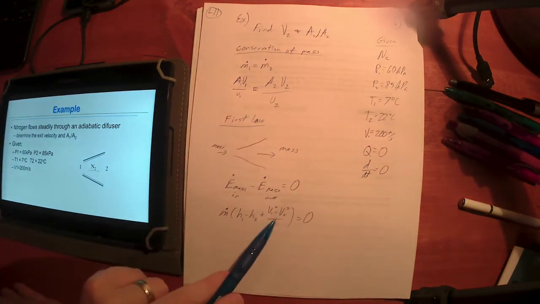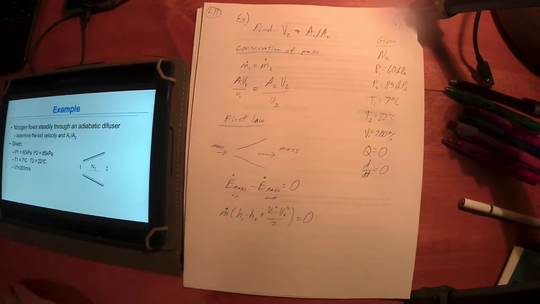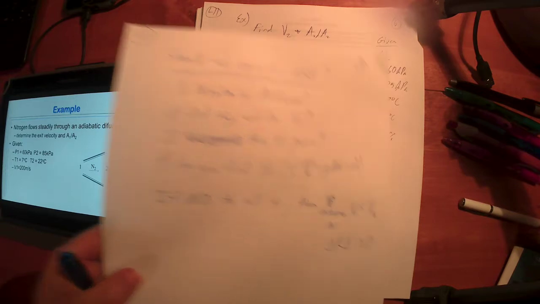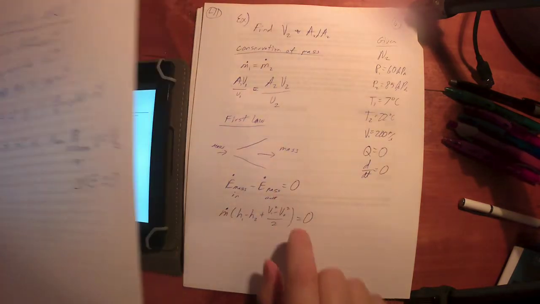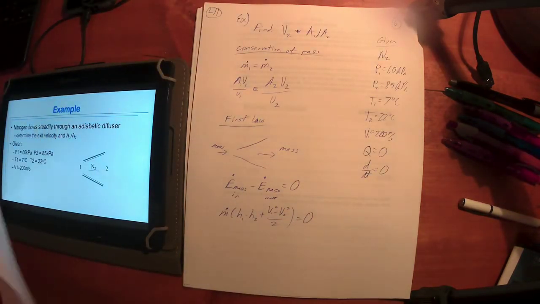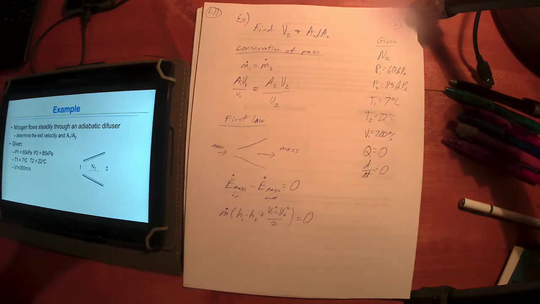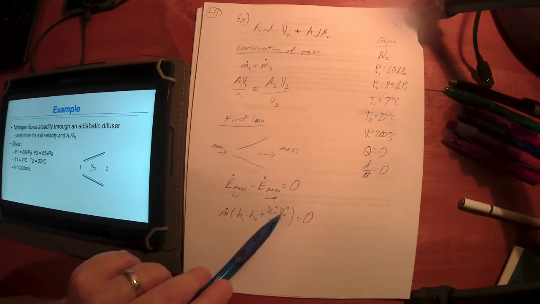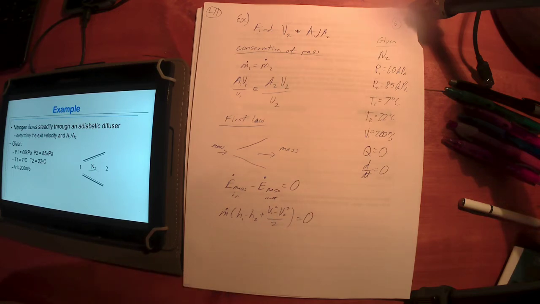Now, why am I considering these kinetic energies? Steve, you didn't worry about the kinetic energy previously. Right, yeah, remember our list of 3 questions. Question number 1, is this a nozzle or diffuser? Oh, yeah, this is a diffuser. So I have to worry about the speeds. Also, they've given me a speed, and they're asking for the other one. So I've got one speed here. I'm looking for this one. So I need to make sure this is the only unknown in this equation so I can solve it.